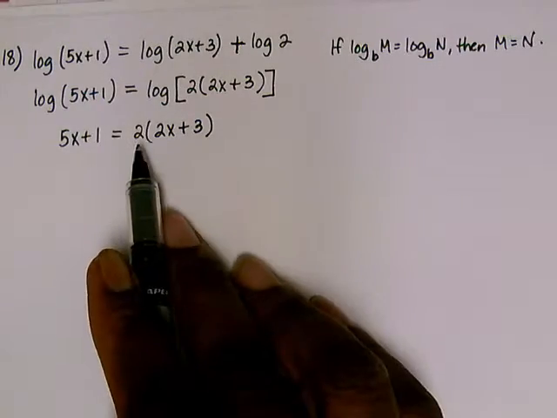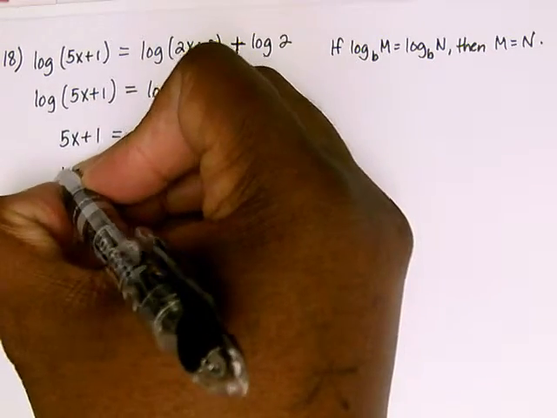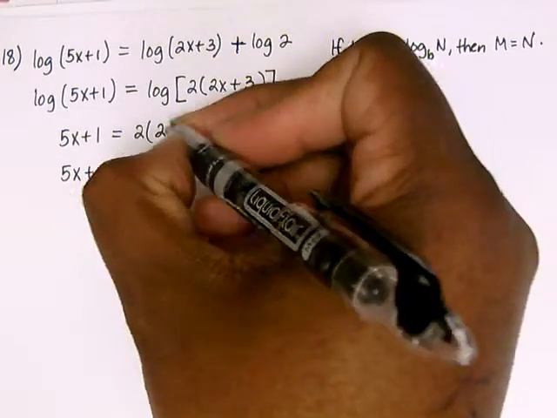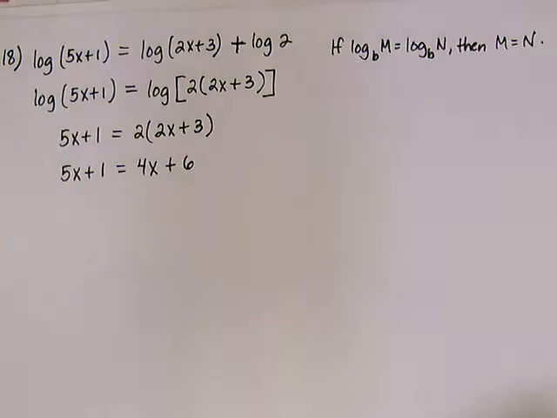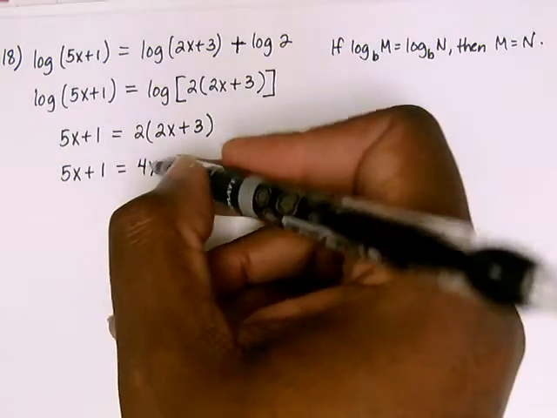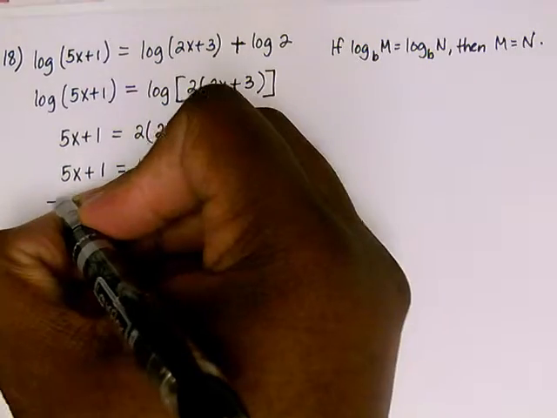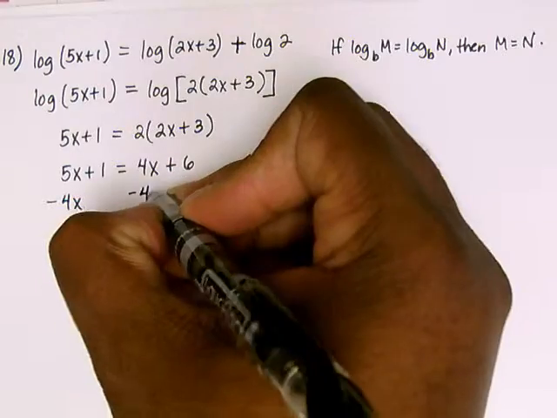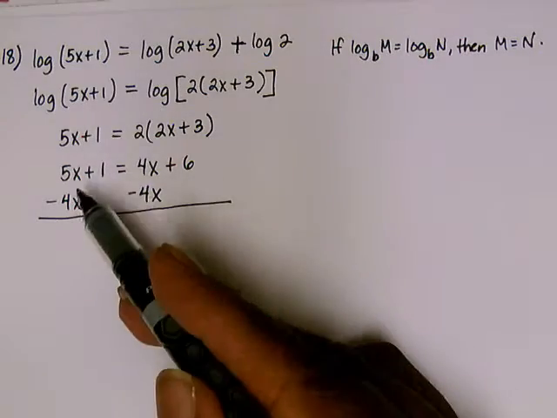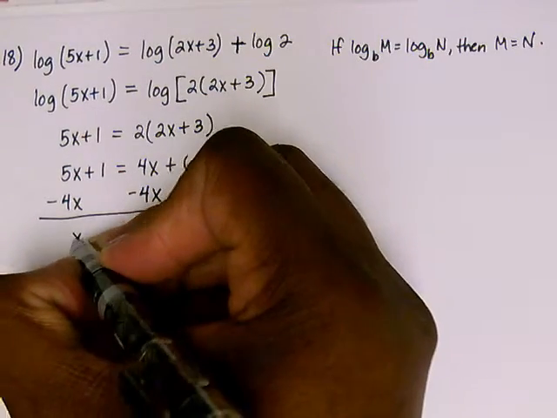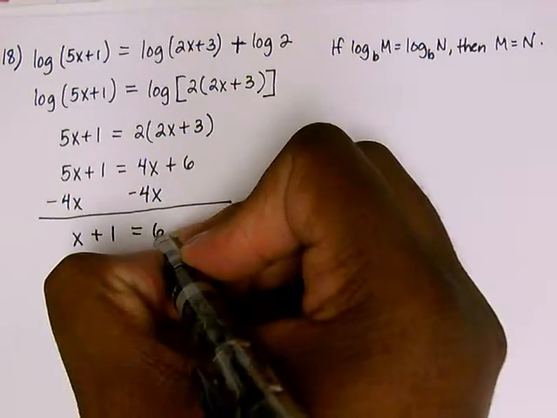Now, the right side, I'm going to use the distributive property here, so I'm going to bring down the 5x plus 1. That's equal to 2 times 2x, that's 4x, plus 2 times 3, that's going to be 6. So I got 5x plus 1 equaling 4x plus 6. Now, I want to get all the x's on one side and all the numerical terms on the other side. Let's move the 4x over to where the 5x is. I'm going to do that by subtracting 4x on both sides. Now, if I do 5x minus 4x, I'm going to have 1x, or just x. Then plus 1 is equal to 6.